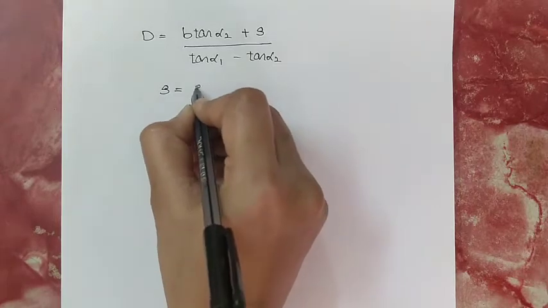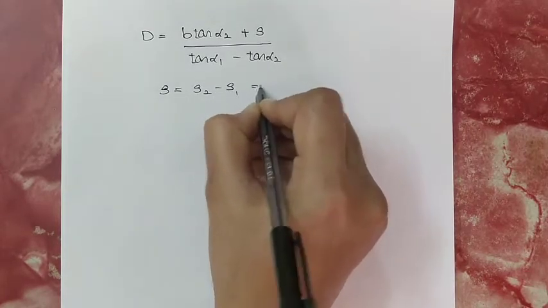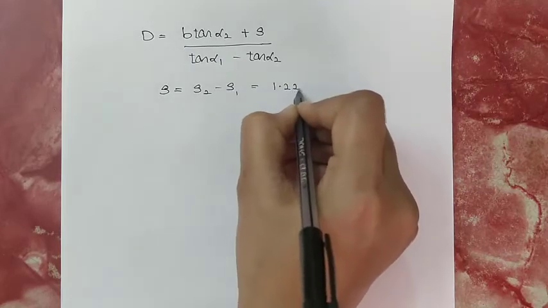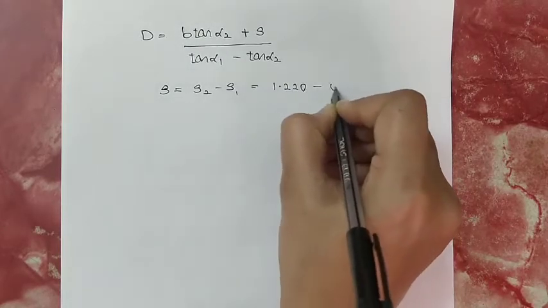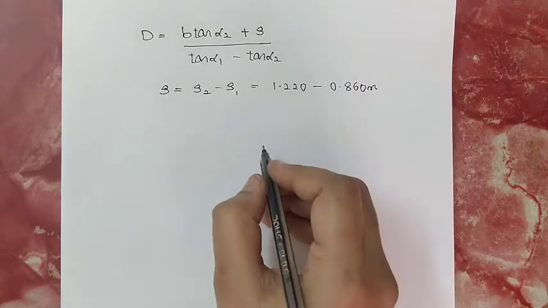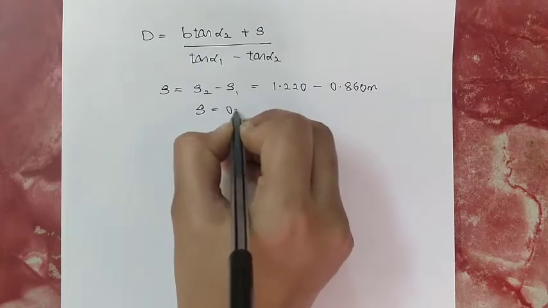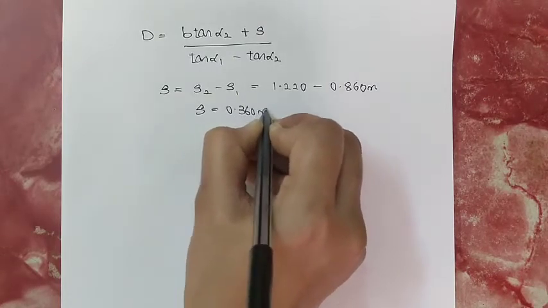Which is higher value is subtracted. S2 minus S1. S2 value is 1.220 minus 0.860 meter. Okay. Upon simplification, you will get the staff intercept as 0.360 meter.